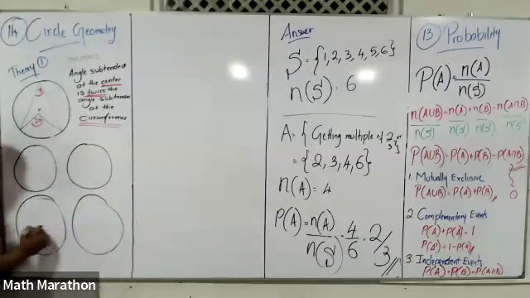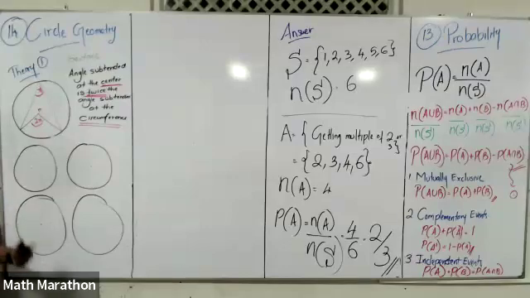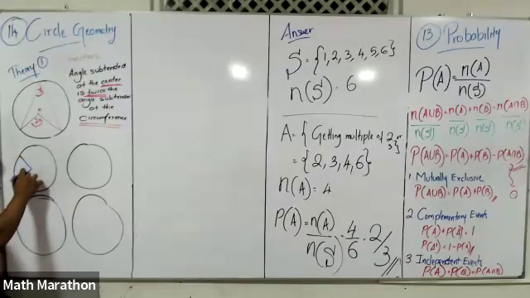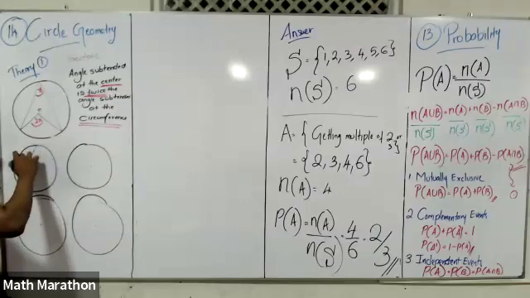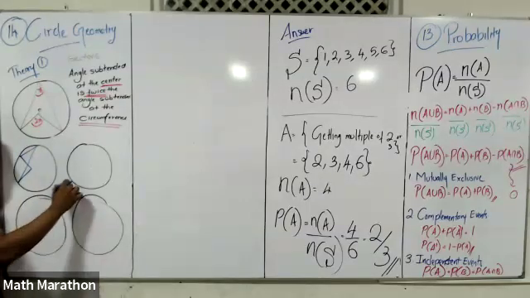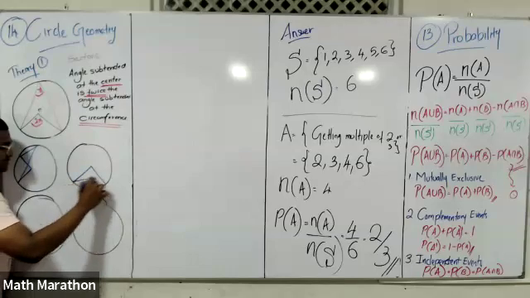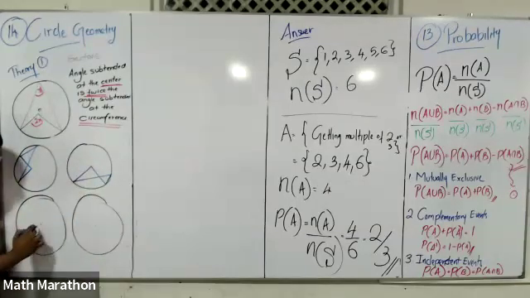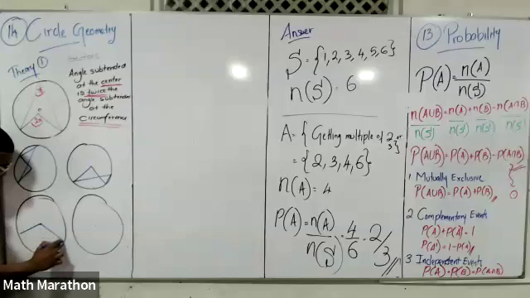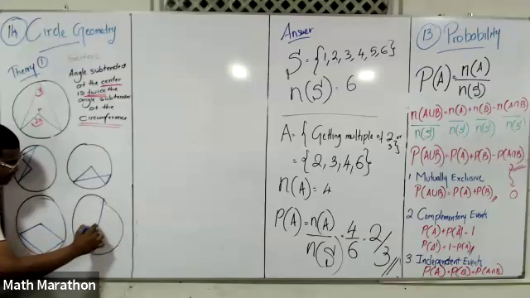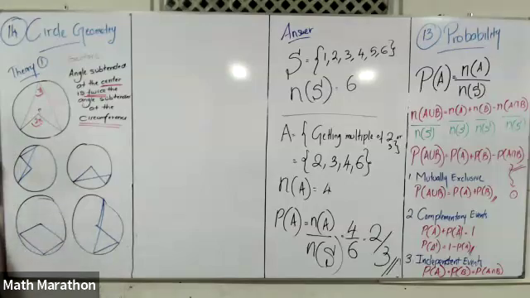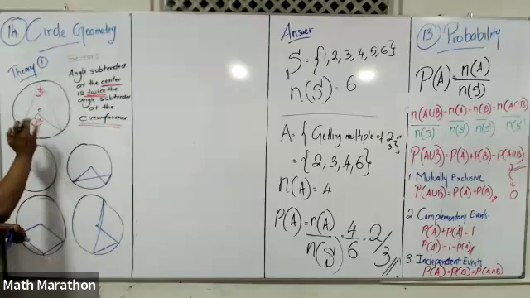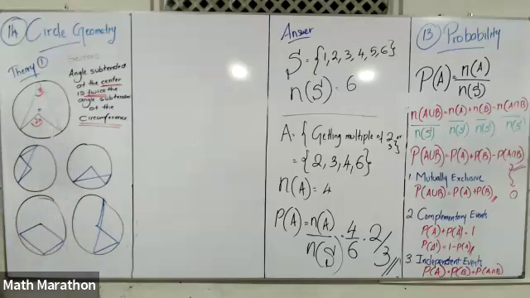Center, center, center. This figure can be something like this. This can be something like this. This can be something like this. This can also be something like this. Okay? It won't be like this all the time.